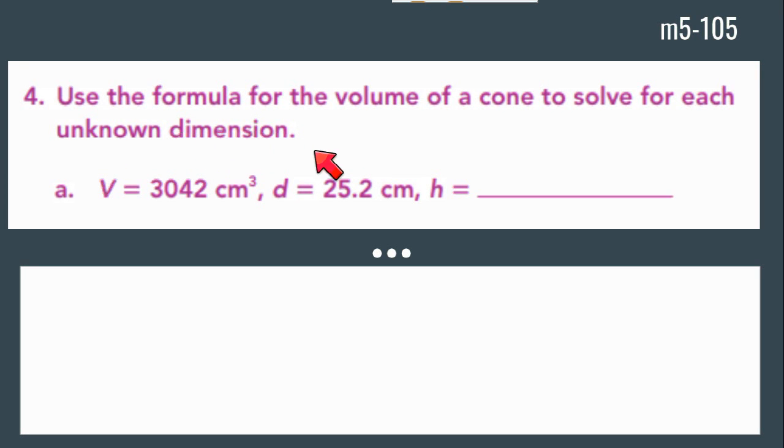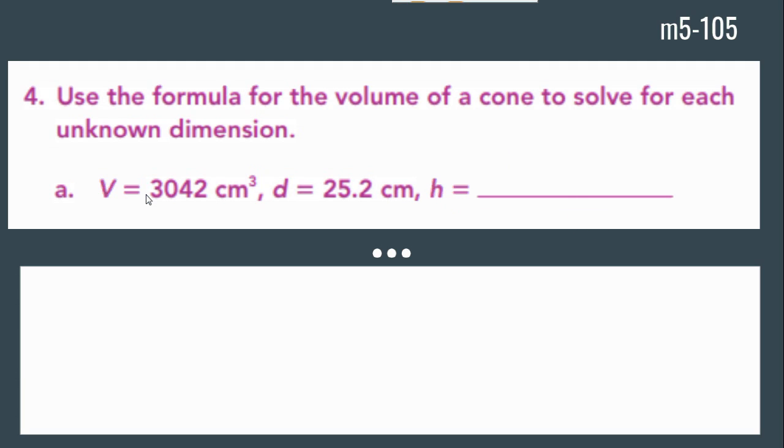Okay, so instead of giving us all the information and we have to find the volume, they're going to give us the volume, as you can see. They've given us the volume, and then we have to figure out everything else. So if we look at A, they've given us the volume, 3,042 centimeters cubed. They've given us the diameter, which remember is all the way across, so that's 25 2/10 centimeters. And then we're trying to figure out what the height is of this cone. So we kind of have to work backwards a little bit.